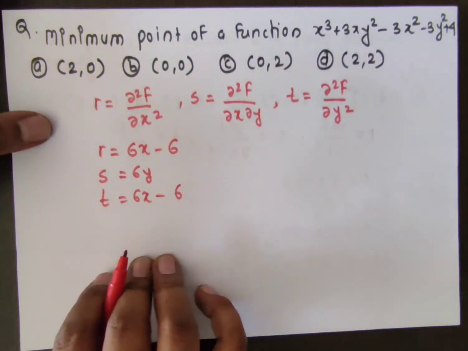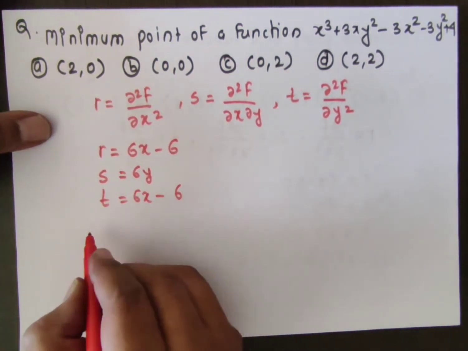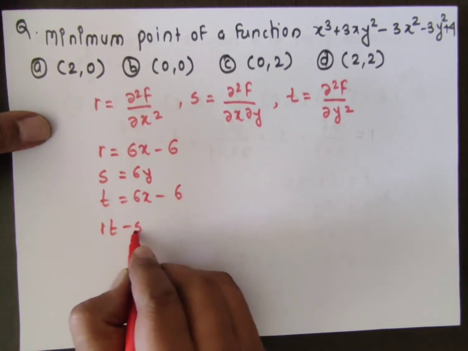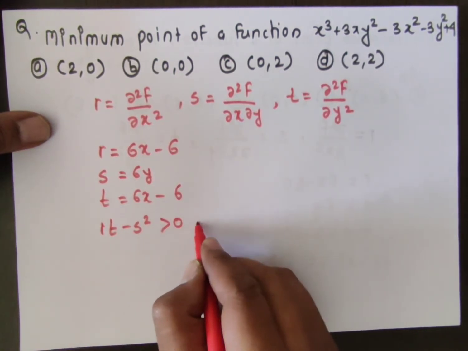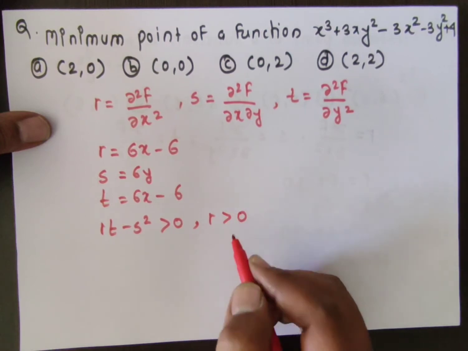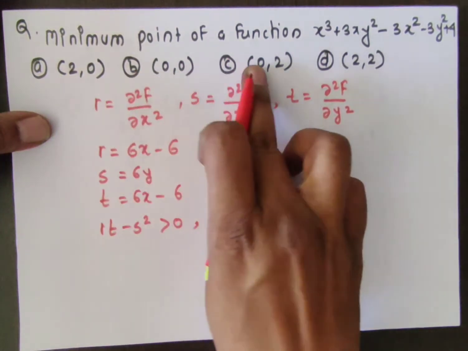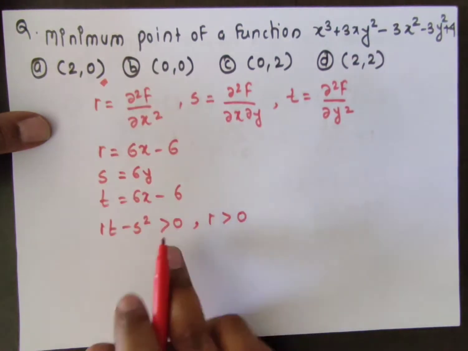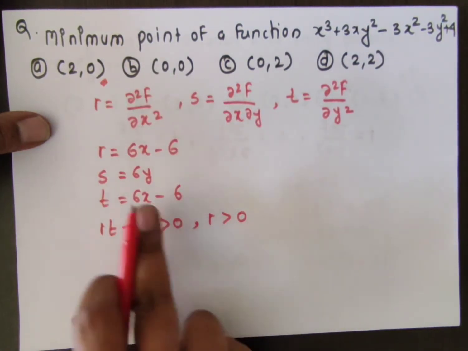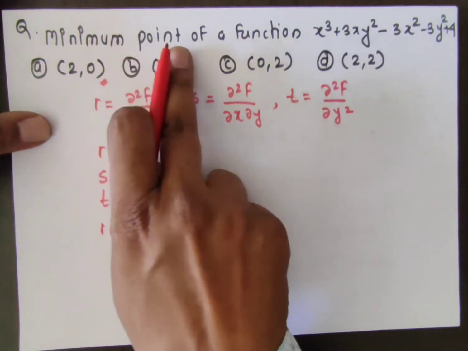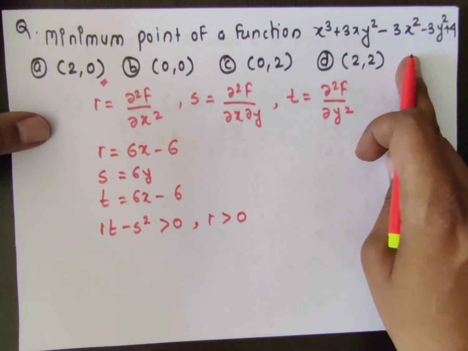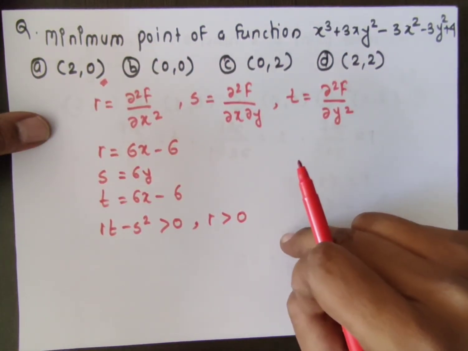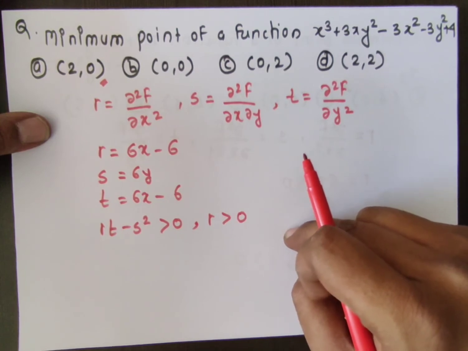Now for the minimum point, the requirement is rt minus s square has to be positive and r has to be positive. So when we substitute this point one by one, out of this, for (2, 0), this condition gets satisfied, and that (2, 0) is a minimum point for this function. So hope you understand how to check the minimum point for any function. Now let's take one more example based on this.